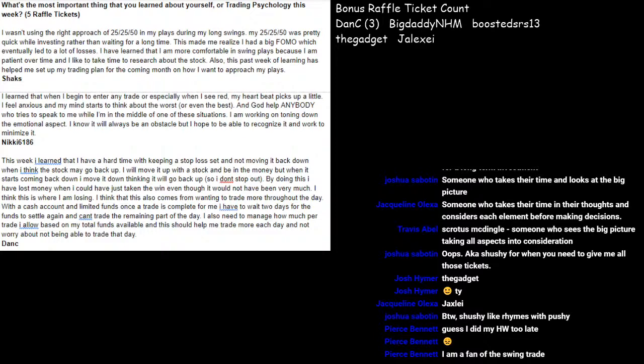I think this also comes from wanting to trade more throughout the day. With a cash account and limited funds, once the trade is complete for me, I have to wait 2 days for the funds to settle again. I can't trade the remaining part of the day. I also need to manage how much per trade I allow based on my total funds available, and this should help me trade more each day and not worry about not being able to trade that day.